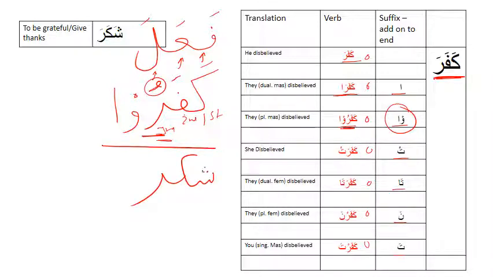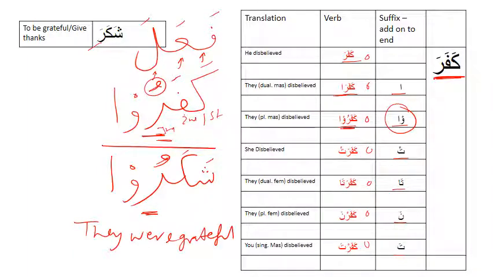Shakara. All you have to do is make this lam letter, the third letter, into a dhamma, and then add u at the end, and it becomes shakaru. Shakara means he was grateful, and shakaru would mean they were grateful. Same thing with everything else.